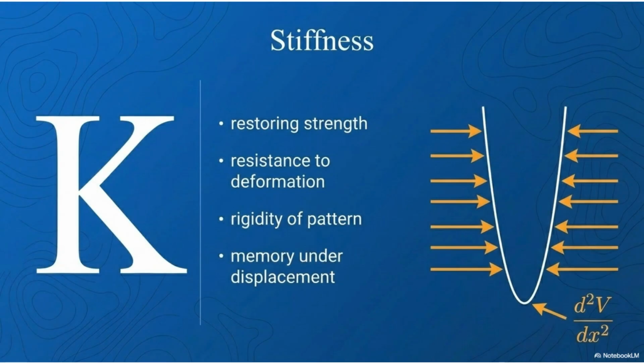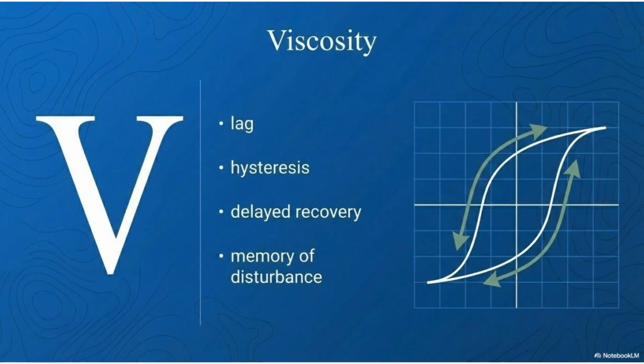The second axis is stiffness K, defined by restoring strength, resistance to deformation, and the rigidity of the pattern. It represents memory under displacement. The third axis is viscosity V, which captures lag, hysteresis, and delayed recovery. It is essentially the memory of disturbance.